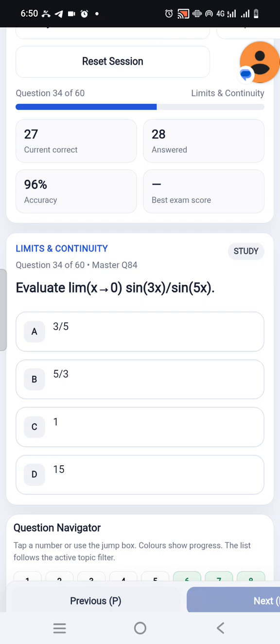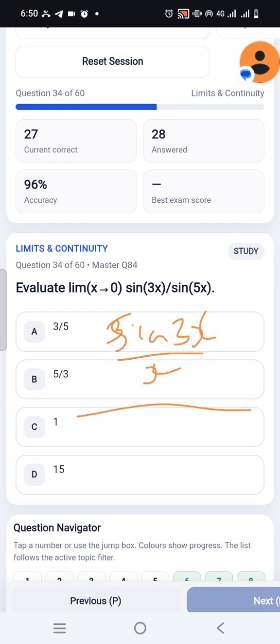I say that I should do it something like this: sin 3x all over, the numerator and the denominator, divide both of them by x. But that is quite slower.